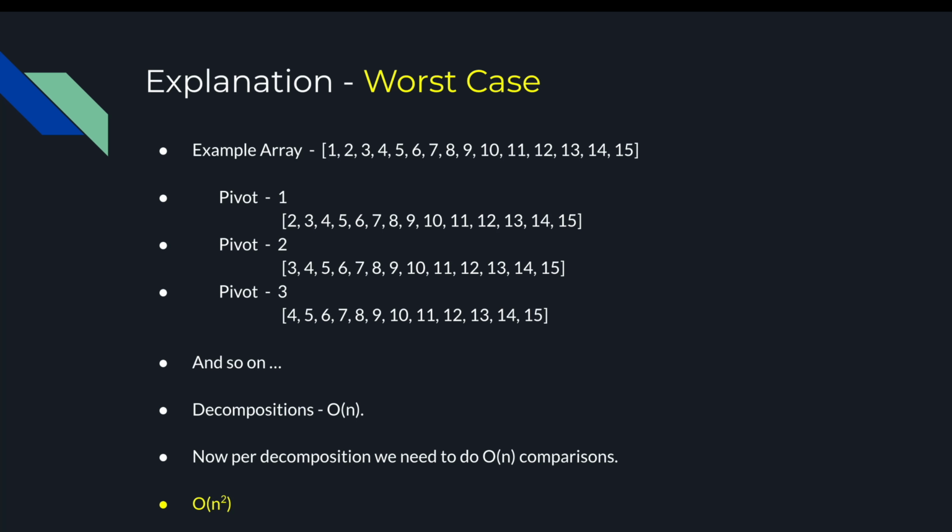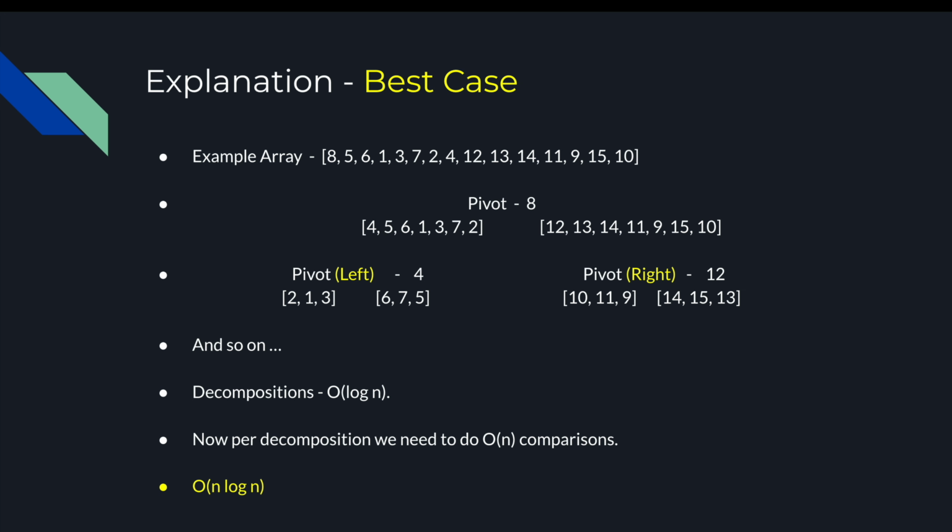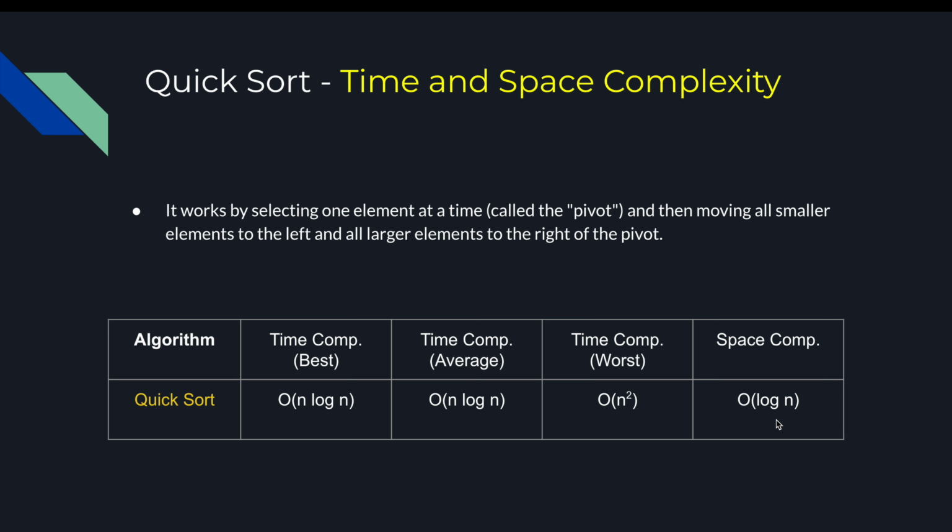Alright, so that's all for the time complexity. Now coming to the space complexity, if you see with every iteration or every recursive call, we are separating our elements into arrays. There is no array that contains n number of elements, but we can say the arrays will have log n number of elements. So the space complexity will be here of log n.